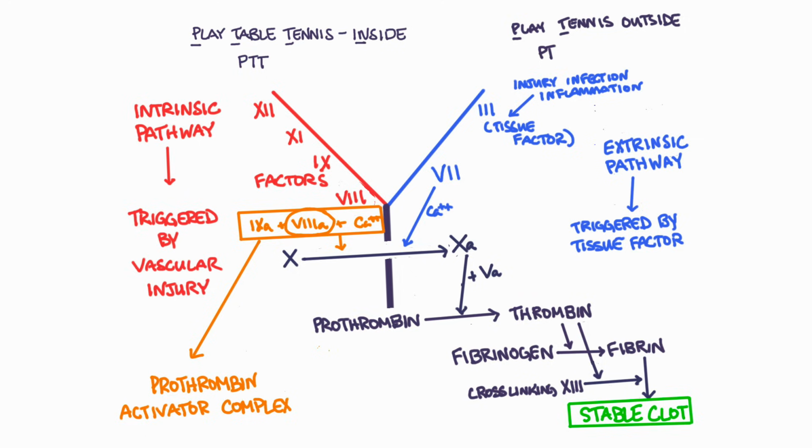Anticoagulation on the intrinsic side is represented by the prothrombin time, or PT. Anticoagulation on the extrinsic side is represented by the APTT, or activated partial thromboplastin time. Both may be affected when the common pathway is directly affected.